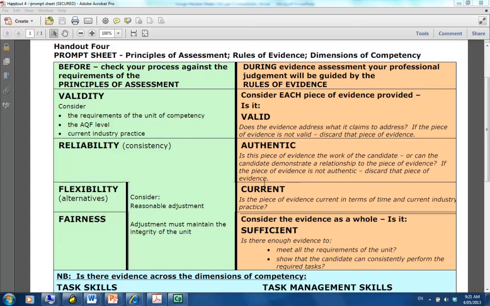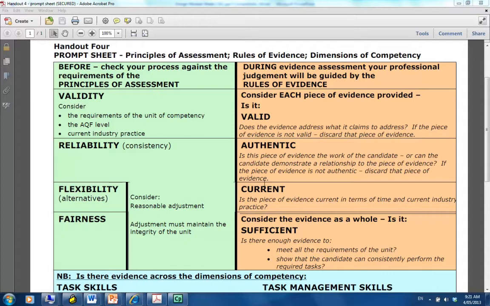Now, before you're gathering evidence, you need to consider the principles of assessment. So that's these ones here in the green on the left-hand side. So validity, once again, are we meeting the requirements of the unit of competency?